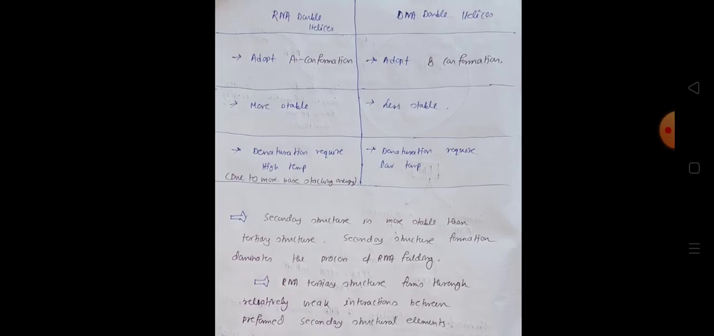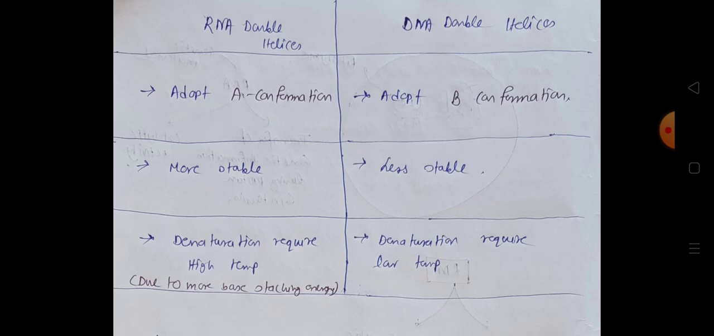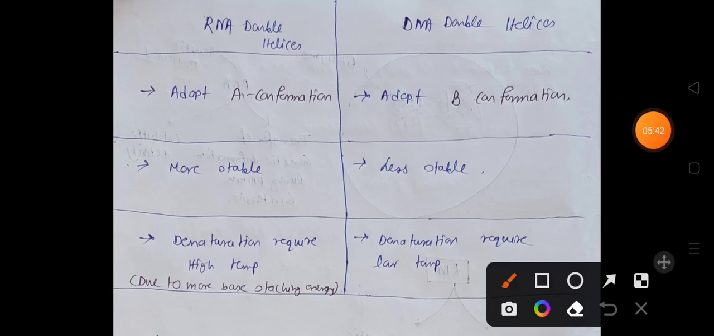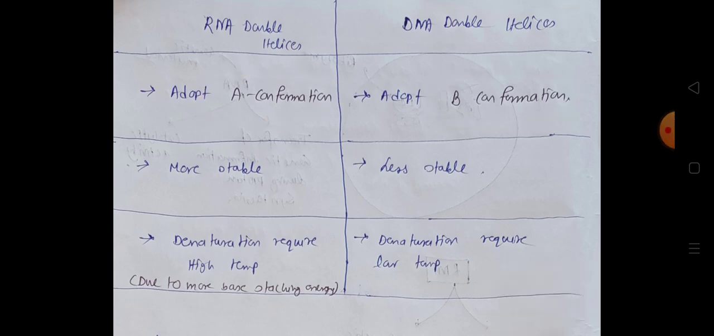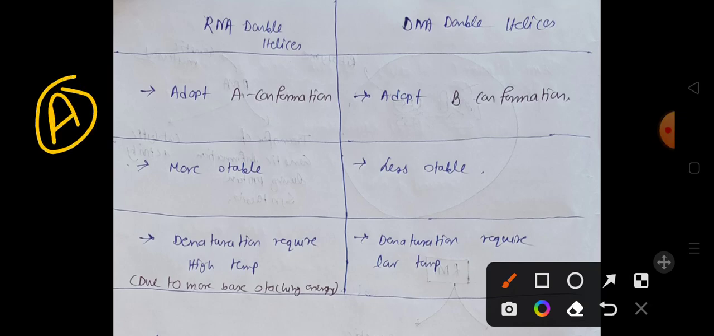Okay. Now let's move to a difference between the RNA double helix and the DNA double helix. Remember, the RNA double helix adopts A conformation and the DNA double helix, which is the normal DNA double helix in physiological condition, adopts B conformation. Now what is this A and B? In the DNA section, we will learn about the types of DNA molecule, where I will teach you about A DNA, B DNA, Z DNA.